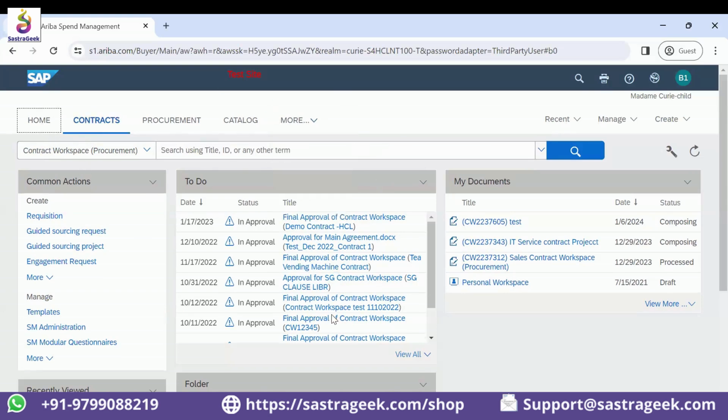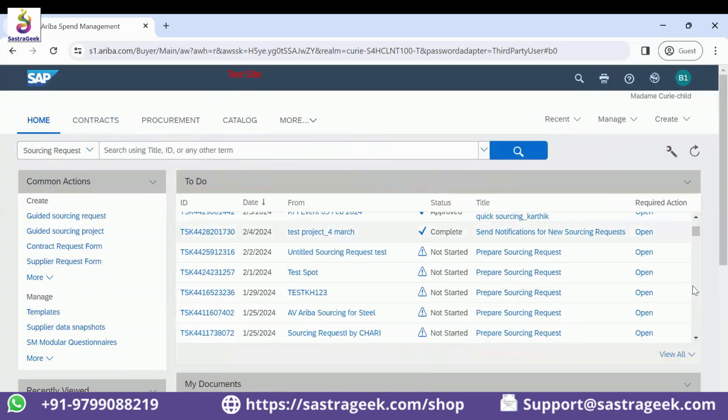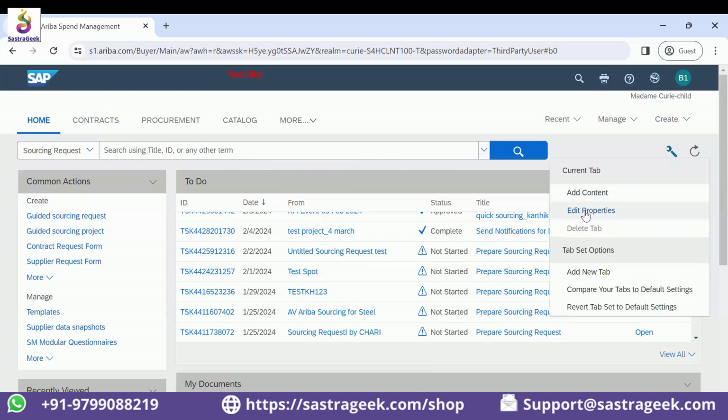Here I can also change my dashboard a little by clicking on the tool symbol, configure tabs. By clicking here, I can add content and edit properties. I can also add a new tab, like contract or procurement. You can also add a new tab and create your own dashboard. This will come later, we'll just explain one.